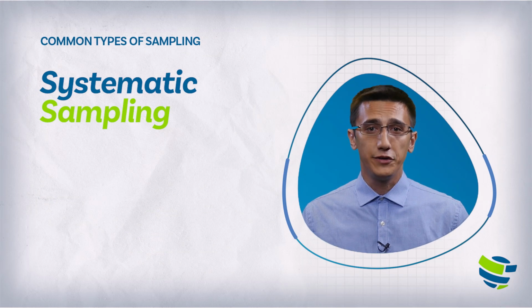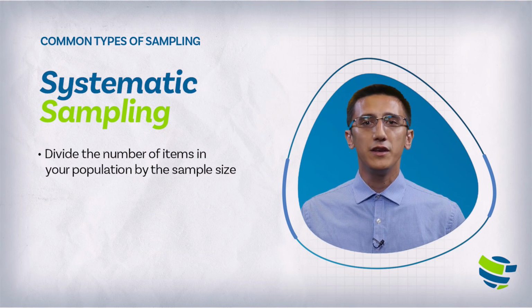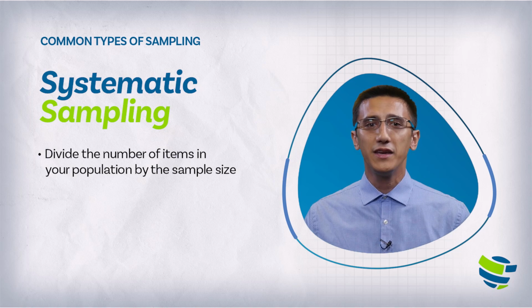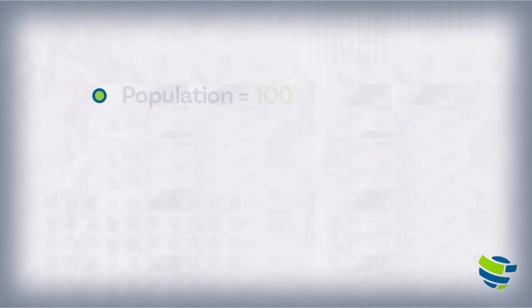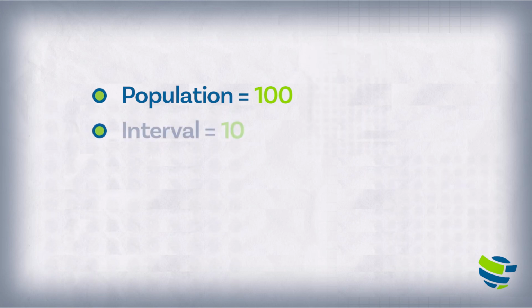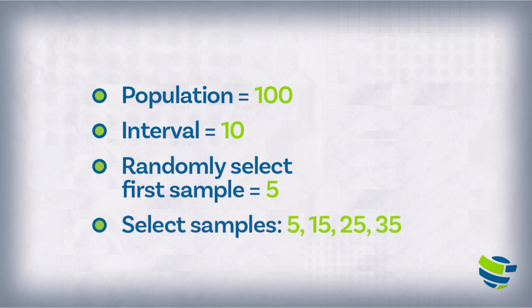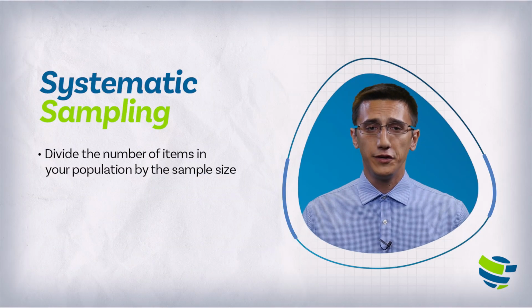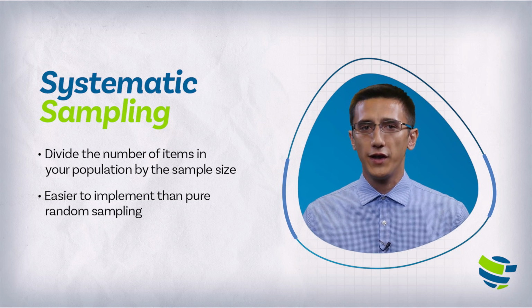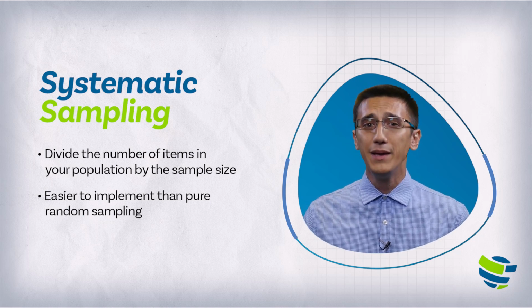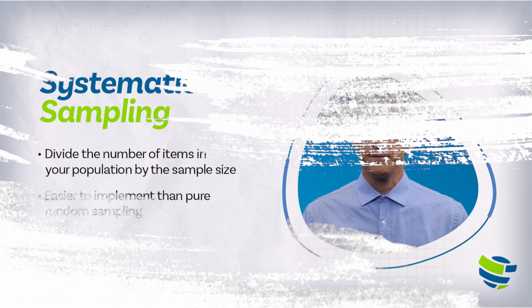For systematic sampling, you'll need to do a little math by taking the number of items in your population and dividing it by your desired sample size. If you have a desired sample of 10 and a population of 100, you'll arrive at an interval of 10. You randomly select the first sample, let's say 5, then select samples 5, 15, 25, 35, and so on. This method of sampling is typically easier to implement than pure random sampling and is useful when there may be patterns in the population or if you want to observe the population over a time period.